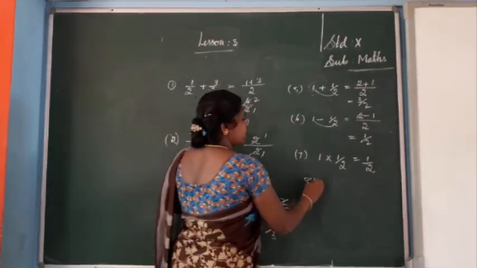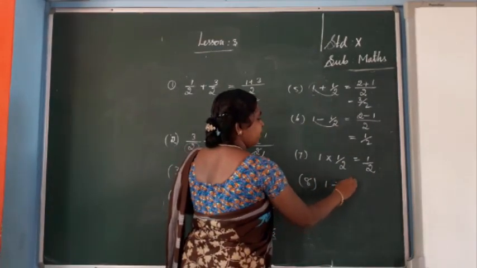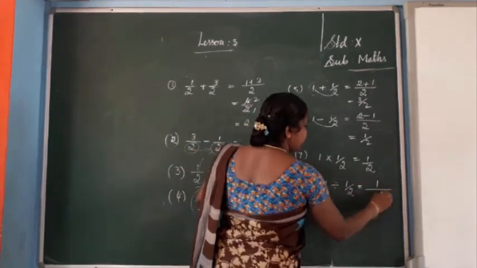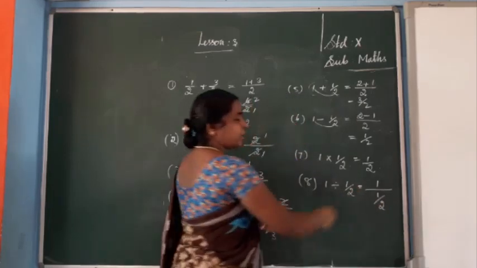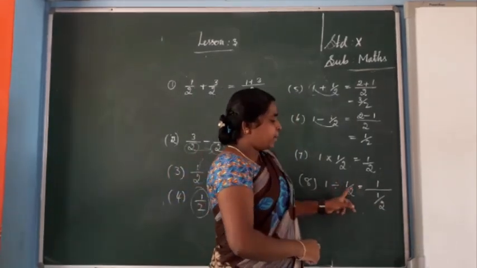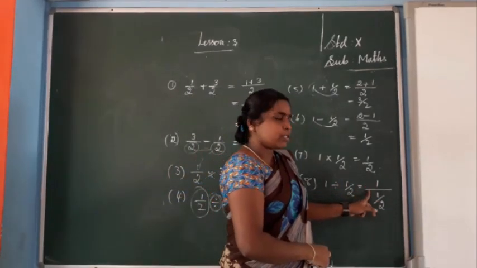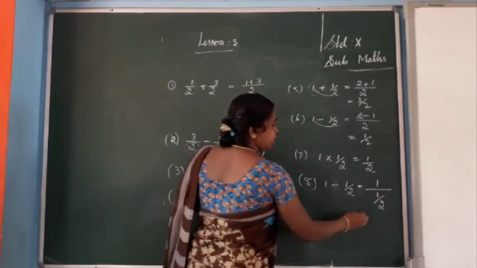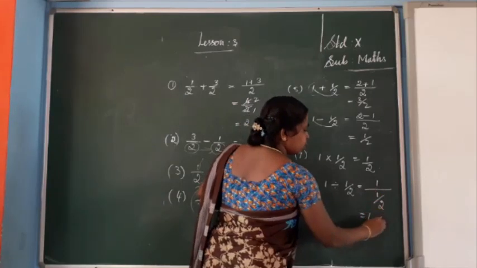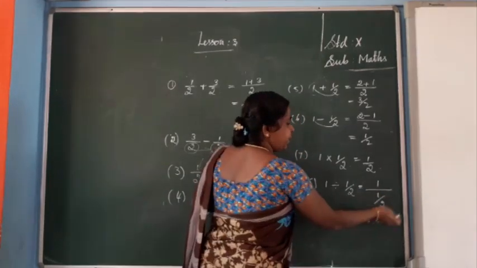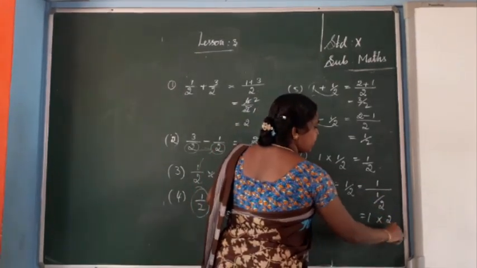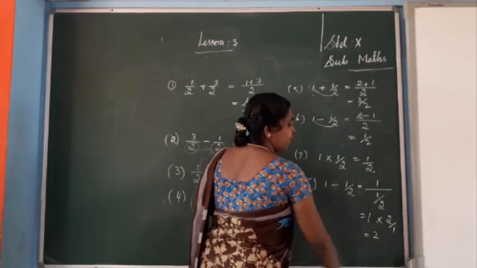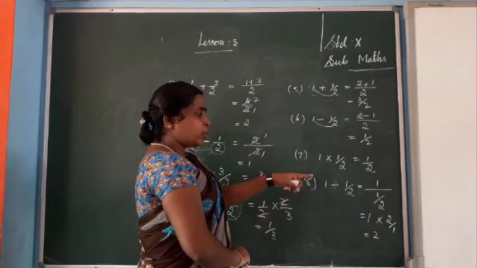In division also, 1 divided by 1 by 2. Both parts you are confusing. 1 divided by 1 by 2, so what do you want to do? 1 into the reciprocal of this value, 2 by 1. Now you multiply. 1 into 2 is 2 by 1. The answer is 2. You have to do it carefully.